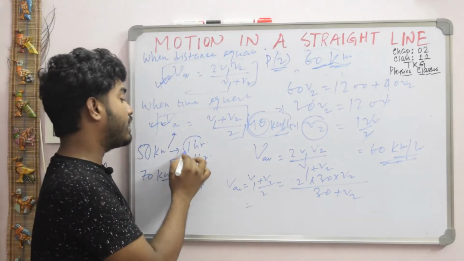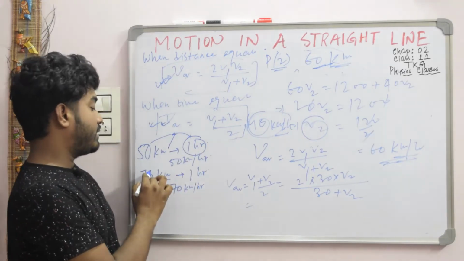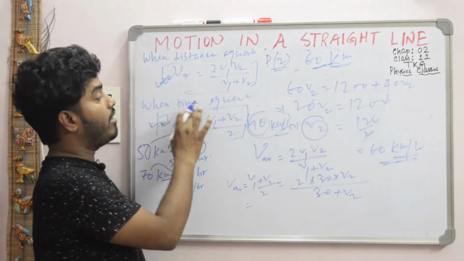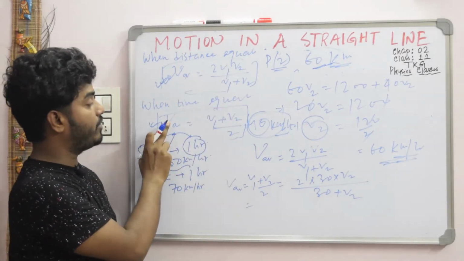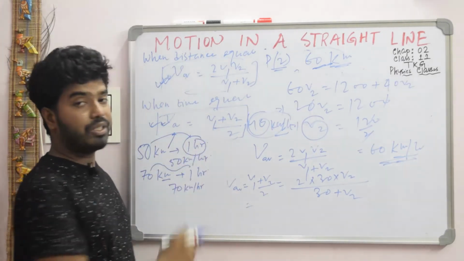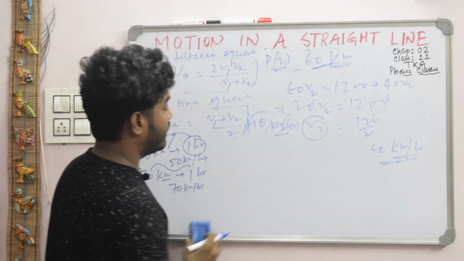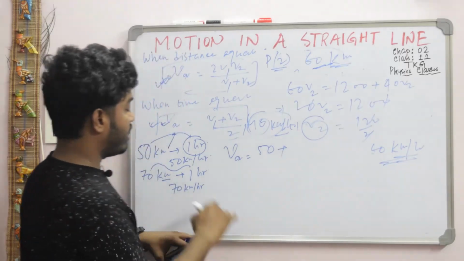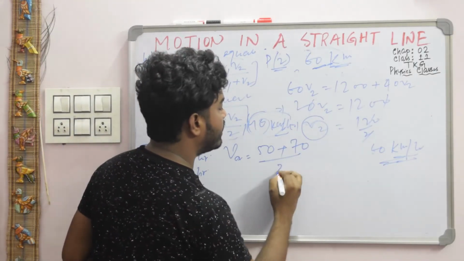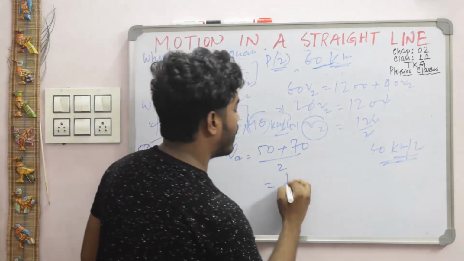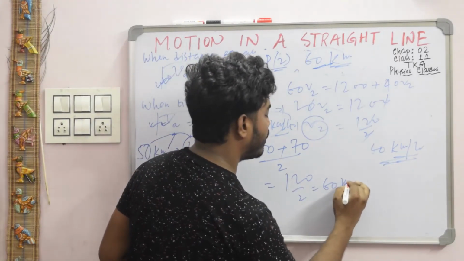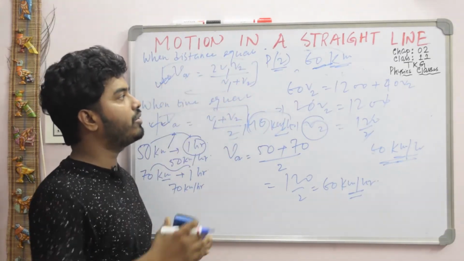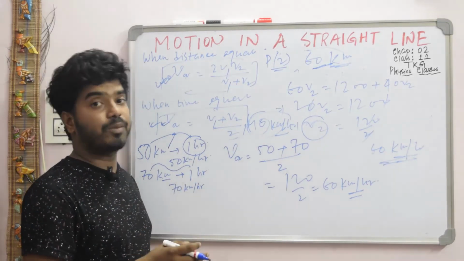So just check one thing here: 50 kilometer traveled in 1 hour and 70 kilometer traveled in 1 hour. So here the time taken is the same. So when time is equal, the formula for calculating average speed is V average is equal to V1 plus V2 divided by 2. So what will be the average speed? V average will be V1, that is 50 kilometer per hour, plus V2, that is 70 kilometer per hour, divided by 2, right? So this will be 120 divided by 2, that is 60 kilometer per hour. So this is all about calculating average speed.